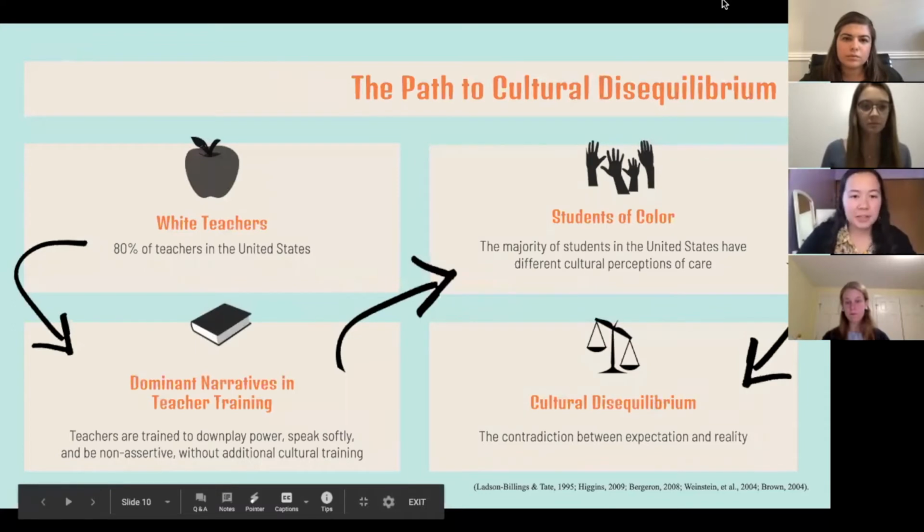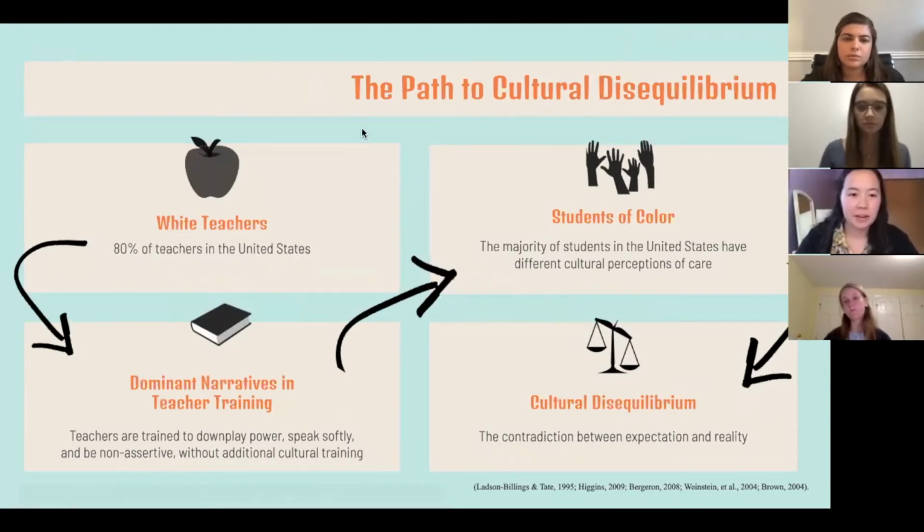So just quickly, a visual representation of the thing that Maddie was talking about before with cultural disequilibrium. There's this path where we start with 80% of teachers in the United States being white. And that's just a fact, right? There's nothing wrong with that. Well, there might be something wrong with that, but there's nothing wrong with white teachers themselves. Then we look into how they're trained and how this dominant narrative of white cultures has shown them to downplay power, speak softly, and be non-assertive. And oftentimes, teacher training programs don't have that extra cultural training that teachers might need for the students that they're encountering in the schools that they might be entering.